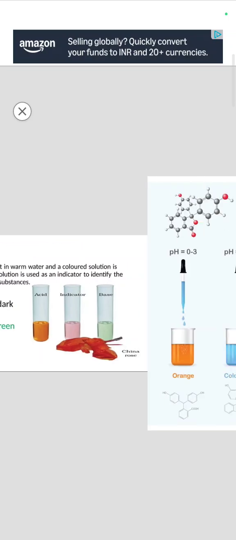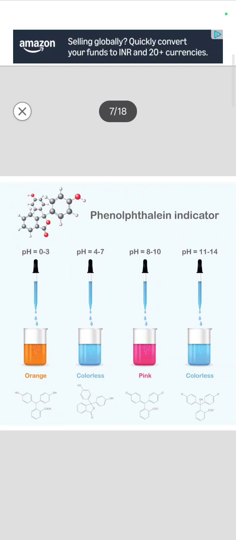Coming to the artificial indicators, which are very important. The artificial or man-made indicators are made by humans in the laboratory. There are two main important artificial indicators. One is phenolphthalein and the second one is methyl orange. First we will talk about the phenolphthalein indicator.